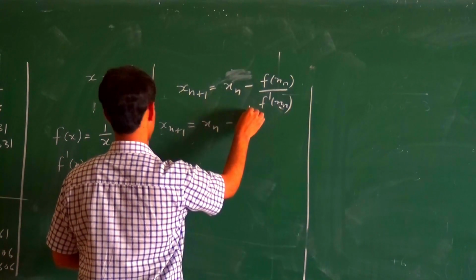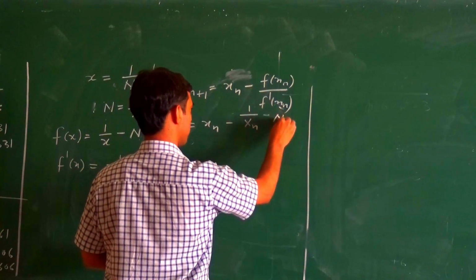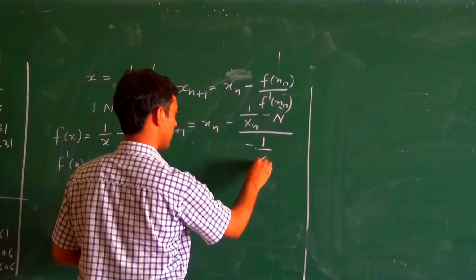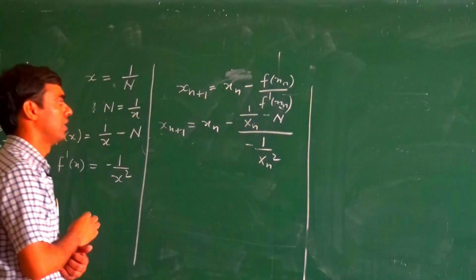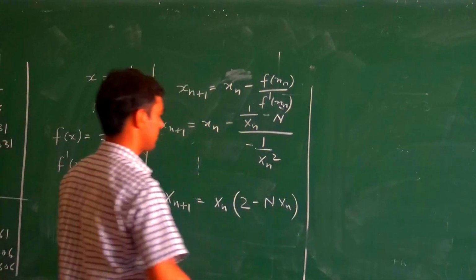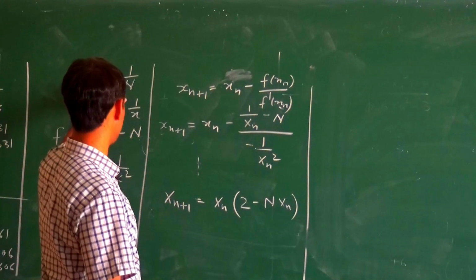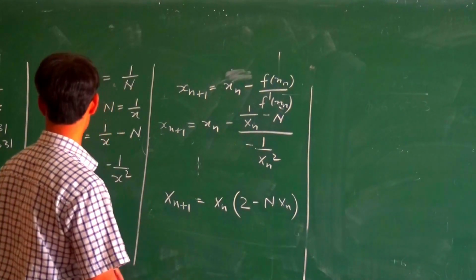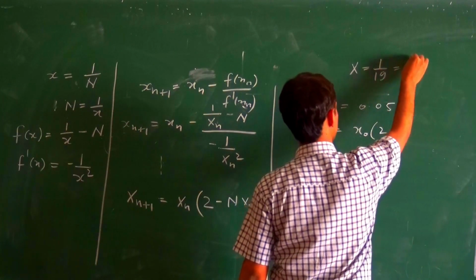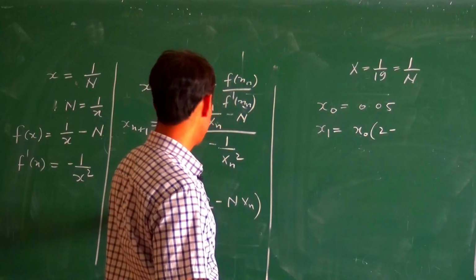Minus f of xn is 1 upon xn, minus n, divided by f dash xn, which is minus 1 upon xn square. If we simplify this, we get the iterative scheme of xn to find the reciprocal of a natural number. We try to find x equal to 1 upon n, where n is 90. So the iterative scheme is this one.